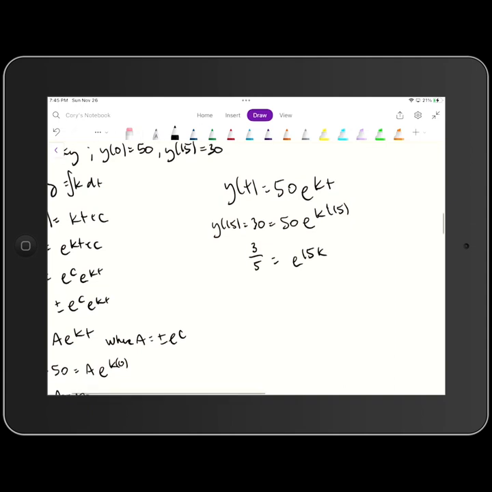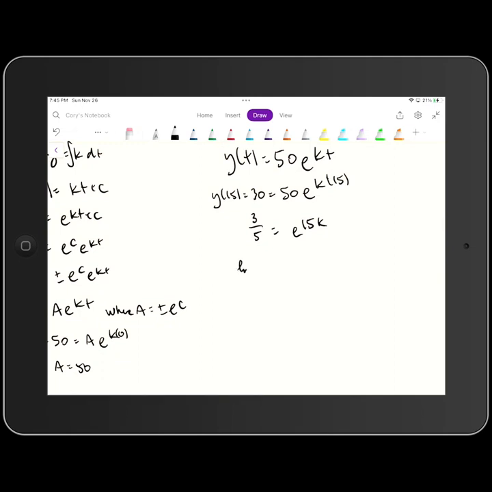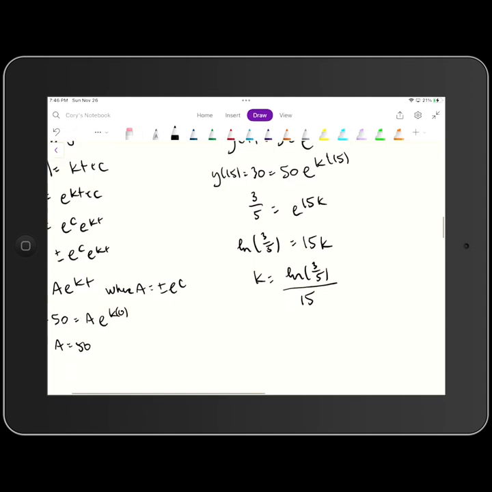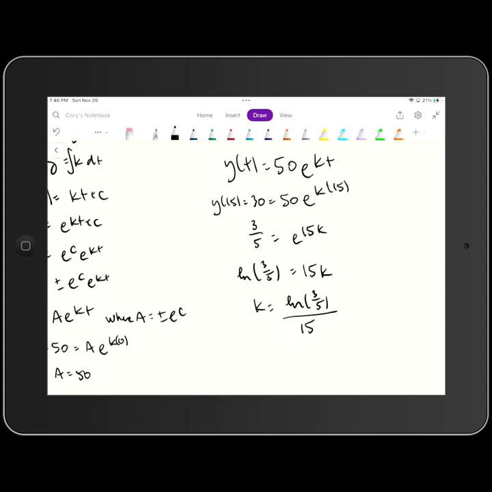And then I'm going to apply the natural log to both sides. So we get the natural log of 3/5 equal to the natural log of the right-hand side just becomes 15k, which makes k equal to the natural log of 3/5 divided by 15. Okay, so that's going to make my function y of t then be 50 times e raised to the power of the natural log of 3/5 divided by 15 times t power, and that's my function.